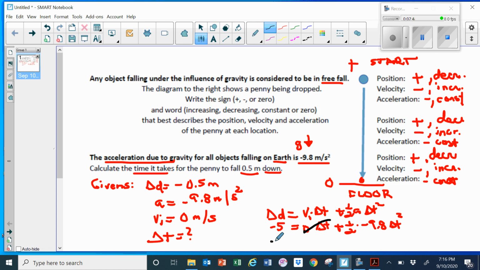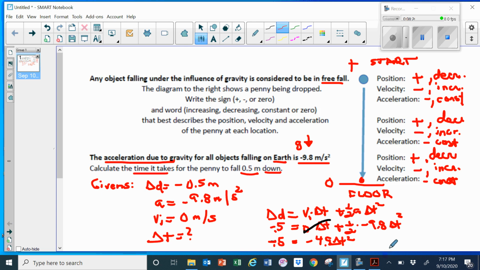So let me simplify this. Minus, whoops, I want to go back to red. Minus 0.5 equals, okay, 1/2 times negative 9.8 is going to be minus 4.9 times delta t squared. Okay, so now I'm going to divide both sides by 4.9. I'm going to do that, and then I'm going to take the square root.